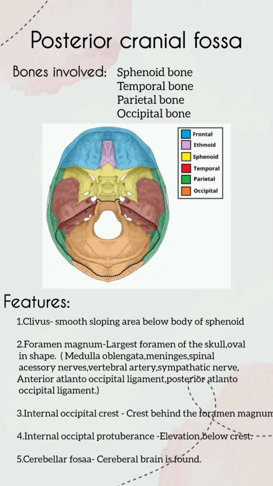So the features it includes are, first, the clivus, which is a smooth sloping area below the body of the sphenoid. Second is the foramen magnum, which is the largest foramen of the skull, and it is oval in shape, that contains the vertebral artery, sympathetic nerve, some ligaments, and medulla oblongata and meninges. So the next feature is the internal occipital crest, which is the crest behind the foramen magnum, the internal occipital protuberance, that is the elevation below the crest, and the cerebellar fossa, which contains the cerebellum.